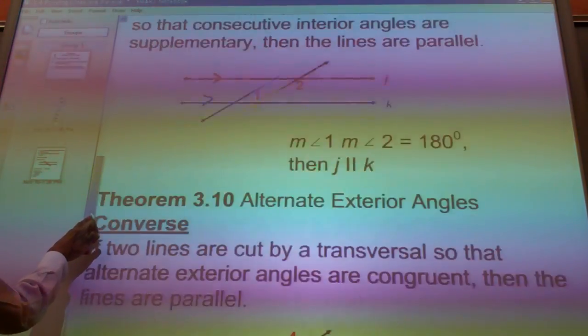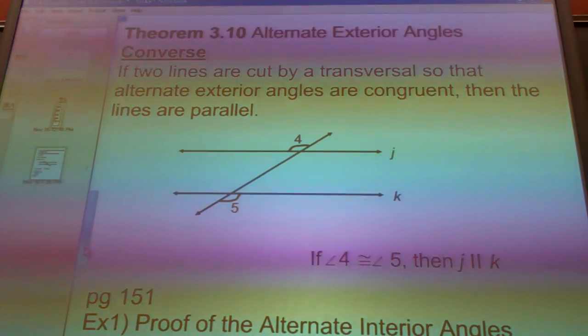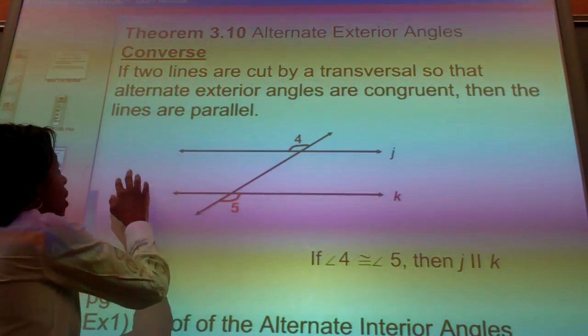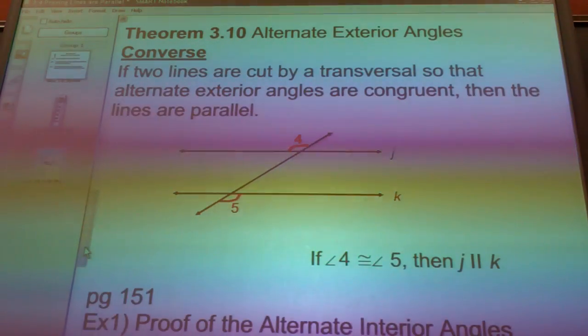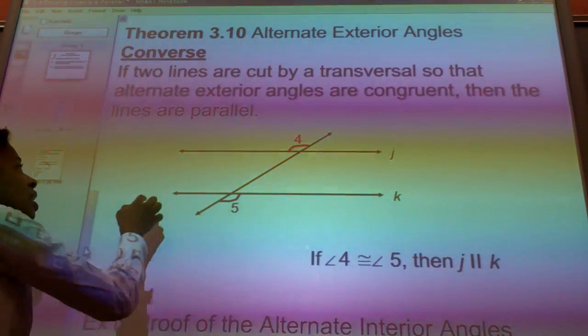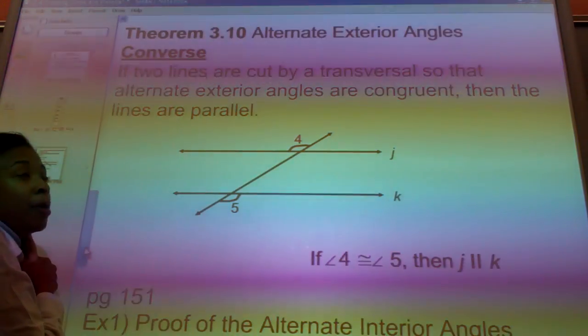Moving forward, Theorem 3-10 is alternate exterior angles. Again, it does not say that lines J and K are parallel, because I'm proving or stating the converse.